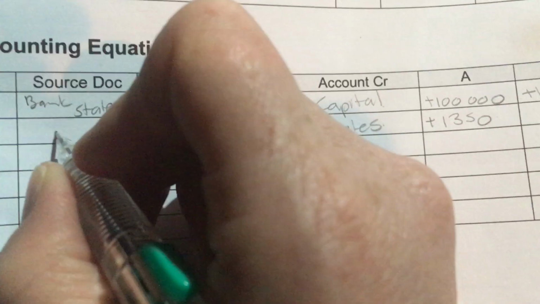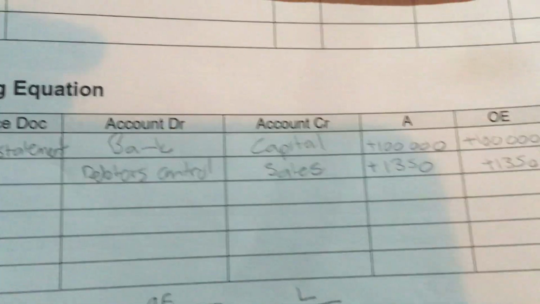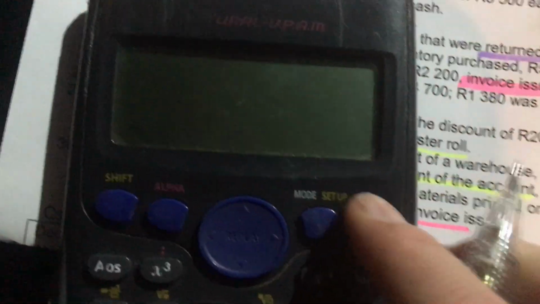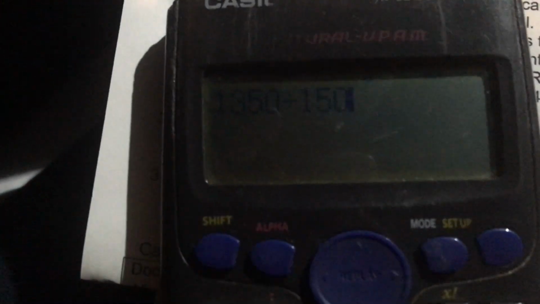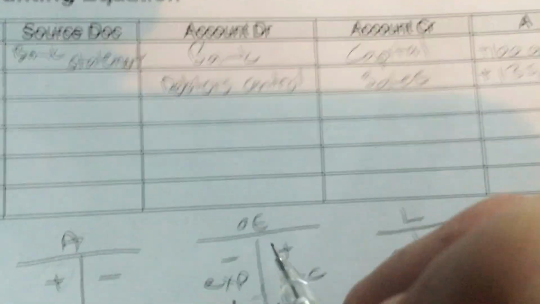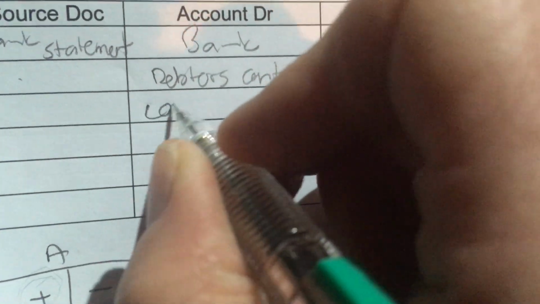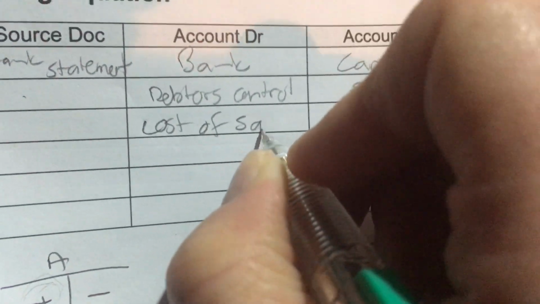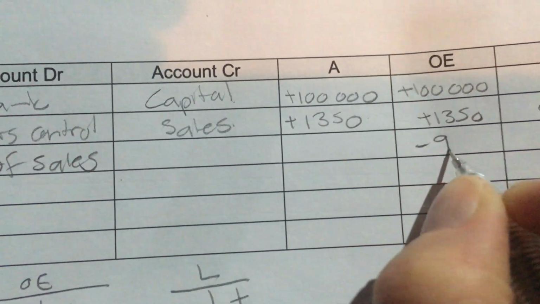But now, did I make pure profit here? No, I did not. There was a markup of 50%. So let's work that out. It's 1350 divided by 150 times by 100 equals 900 Rand. So there was a 900 Rand expense to this whole scenario. There was a cost to my sale, and cost of sales is an owner's equity expense. Expenses decrease your owner's equity on the debit side. So I'm going to debit cost of sales, and it is an owner's equity, and I'm going to minus 900.